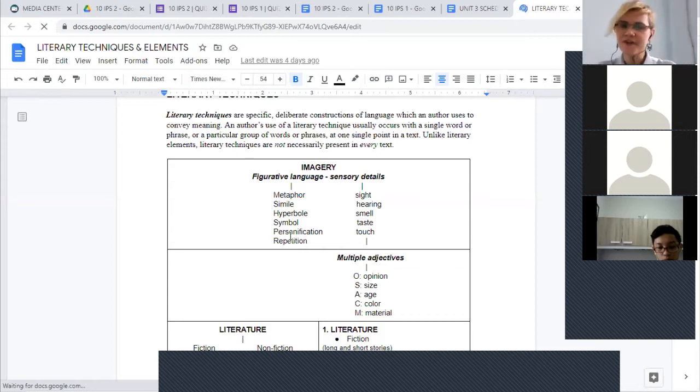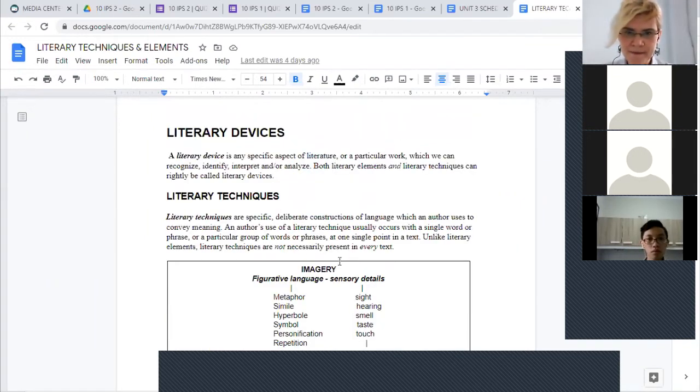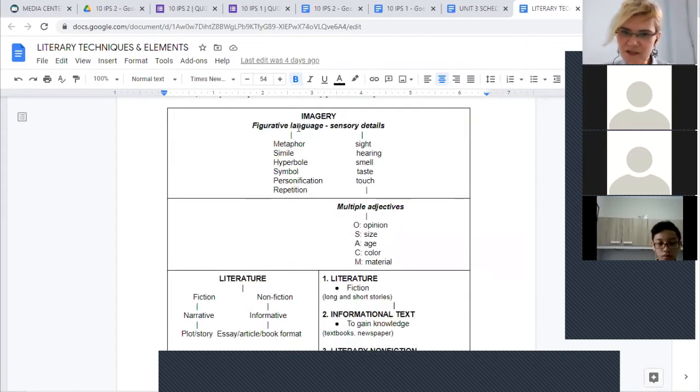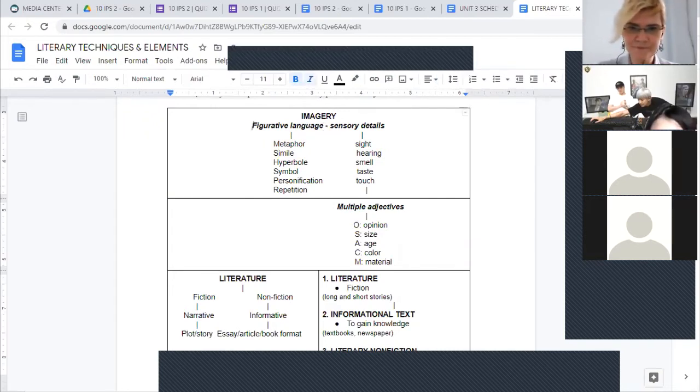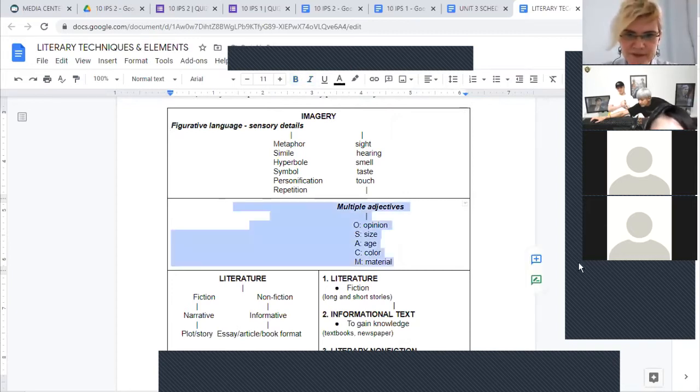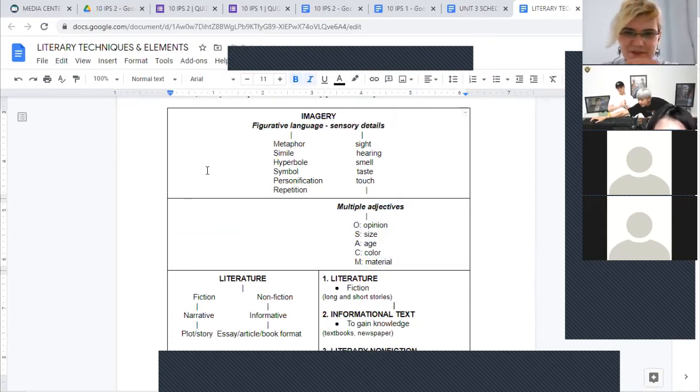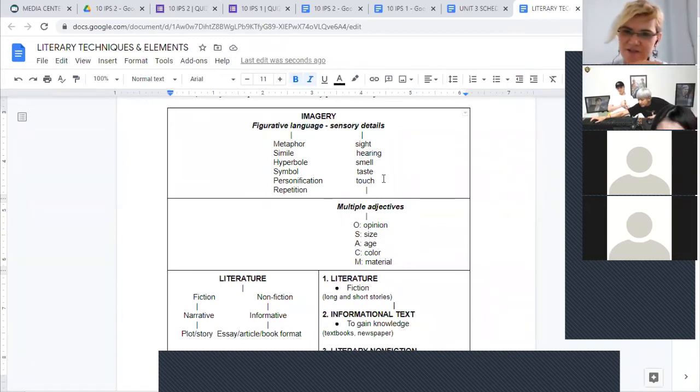If we're talking about techniques, then we're talking about the building of imagery, so the usage of figurative language and sensory details. As you can see, I put this grid in for you just as a reminder. For the technique, the building of imagery, we use figurative language and sensory details, basically. Oh, sorry, I pressed the wrong button. Okay, so here, and then sensory details that go for sight, hearing, smell, taste, and touch.